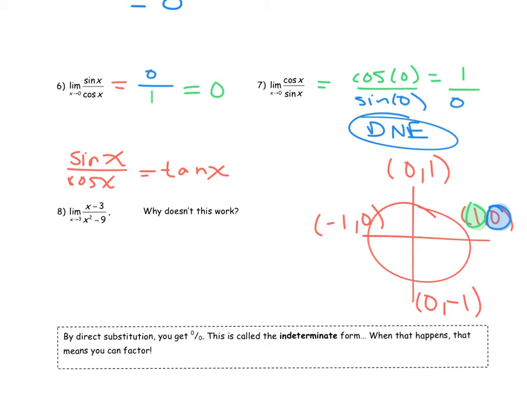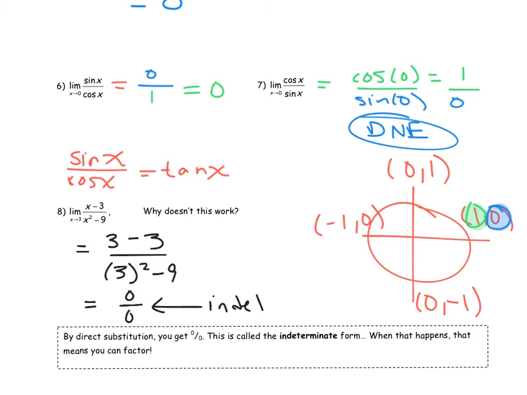Okay, now let's take a look at exercise question 8. So we have the limit as x approaches 3 of x minus 3 all over x squared minus 9. So we're just plugging in. We have 3 minus 3 all over 3 squared minus 9, and I get 0 over 0. Now, this is something very special. We call this indeterminate form. So by direct substitution, if you get something like this, that's 0 over 0, we call that indeterminate form.